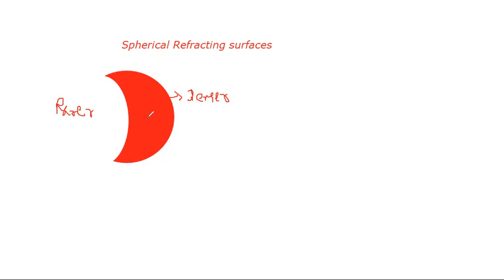Now, this is a concave refracting surface. It is concave towards the rarer medium. See, this is the rarer medium, and it is concave, which means it is inside. It is not bulgy. This part is pinched in. So whenever this is towards the rarer medium, it is known as a concave refracting surface.